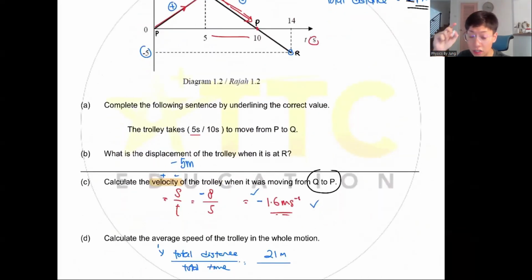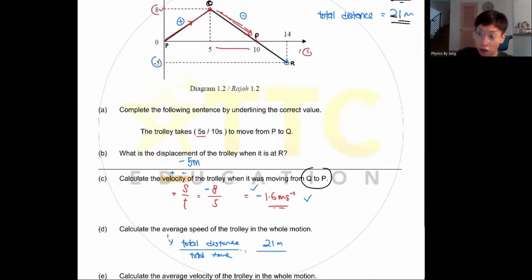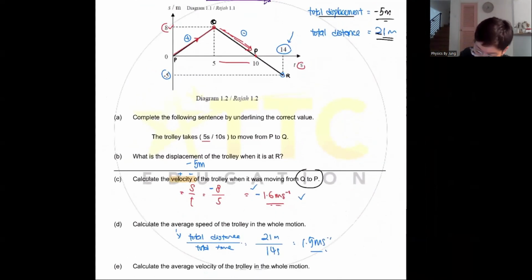Okay, I teach you the secret here. If you want to find the total time taken of the whole entire motion, you take the last time taken, because that's the maximum, the longest time taken really. So 14 seconds. So I will get 1.5 meter per second. Can? Okay, what about the total displacement, negative 5 meter here?